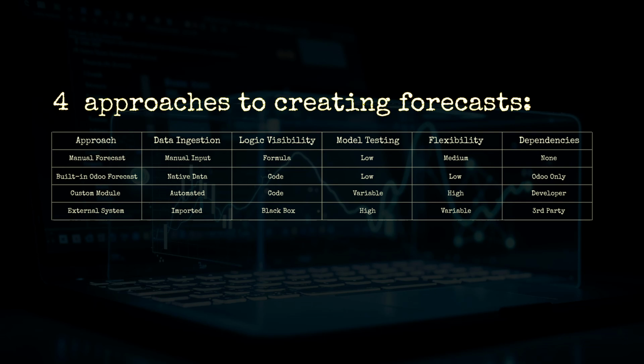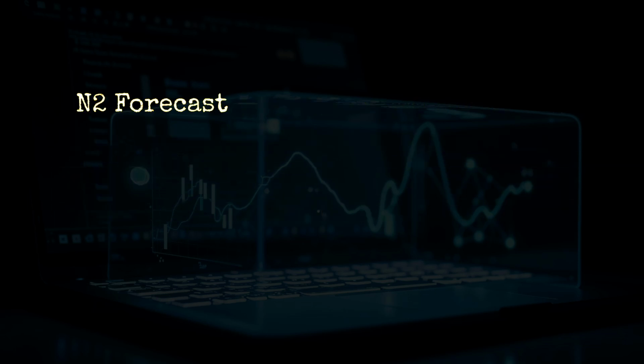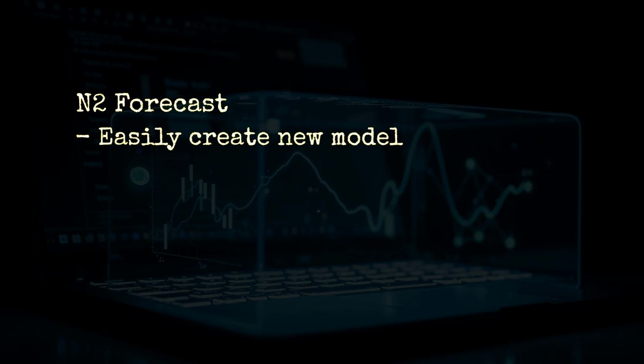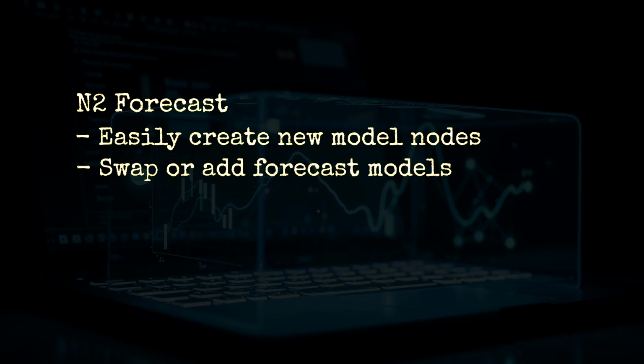My latest experiment with N2 tries to address the main drawbacks of all these approaches. That brings us to a fifth approach, N2 Forecast. With N2 Forecast, you get several key advantages. You can create new model nodes easily, essentially exposing a StatsForecast model to the training and forecast nodes. That's it. You can swap or add forecast models by adding or removing model nodes.